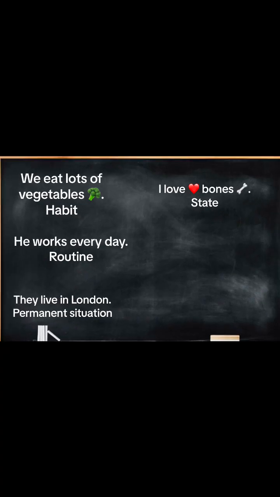Now let's look at some examples. We eat lots of vegetables. A habit. He works every day. A routine. They live in London. A permanent situation. I love bones. A state. Anything that is a preference verb is a state verb.